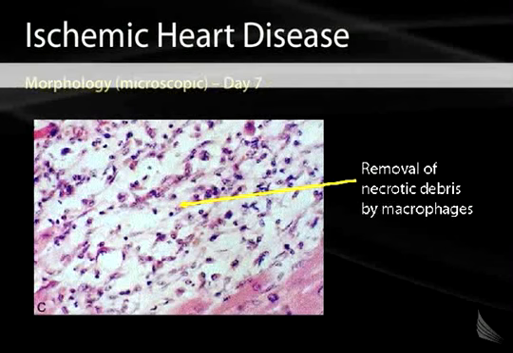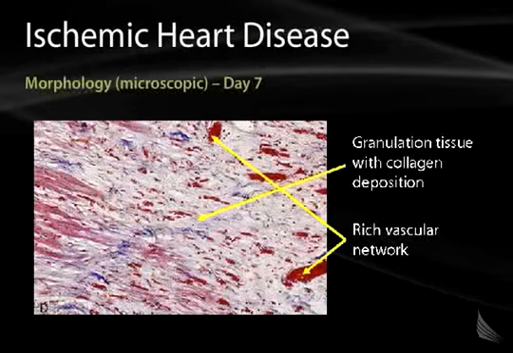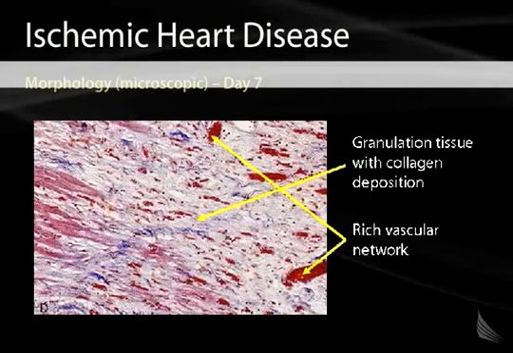By day 7, you get removal of the necrotic debris by macrophages, and the granulation tissue starts to form with collagen deposition. And at this time, you have a very highly vascularized granulation tissue. However, over time, you lose this vasculature and you increase the fibrous components of this tissue, ultimately leading to scar formation.